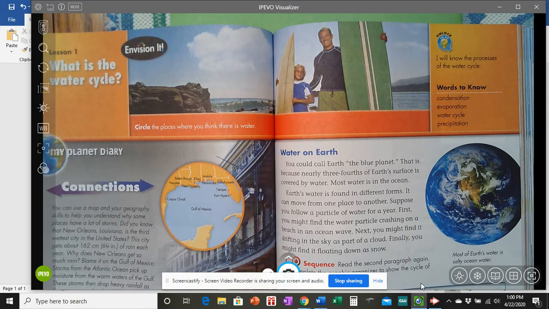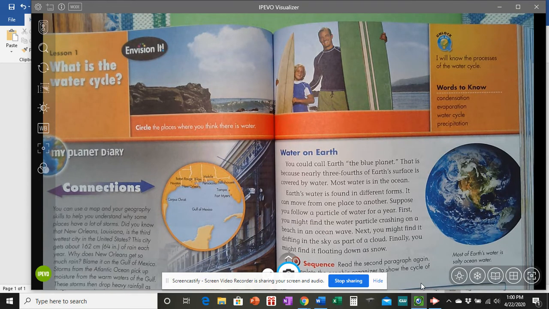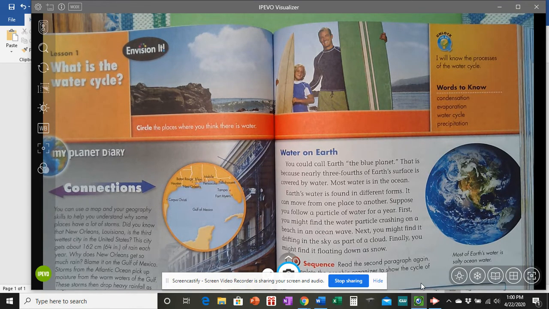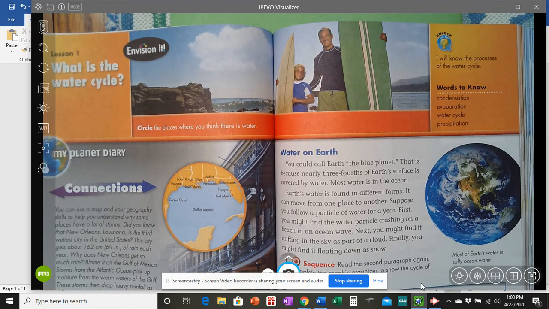Water on Earth. You could call Earth the blue planet. That is because nearly 3/4 of Earth's surface is covered by water. Most water is in the ocean. Earth's water is found in different forms. It can move from one place to another.